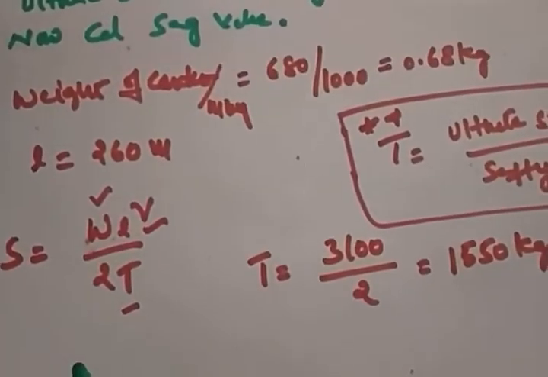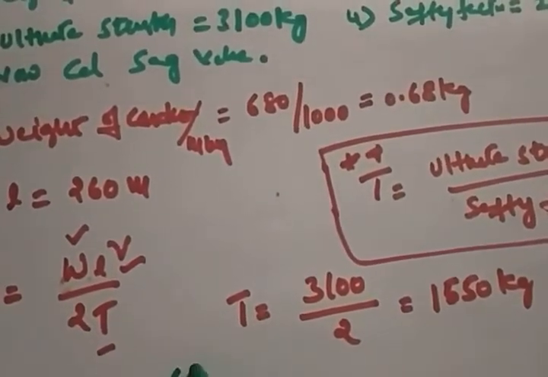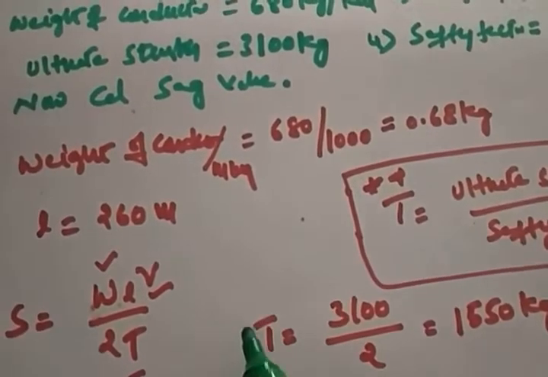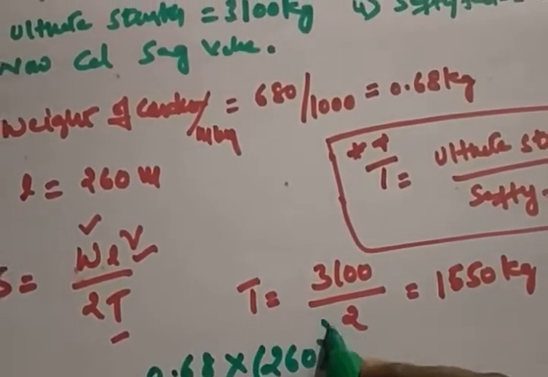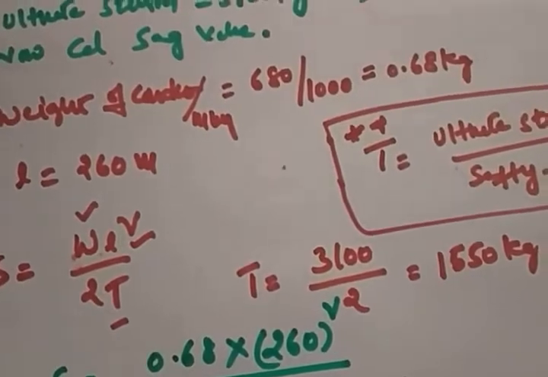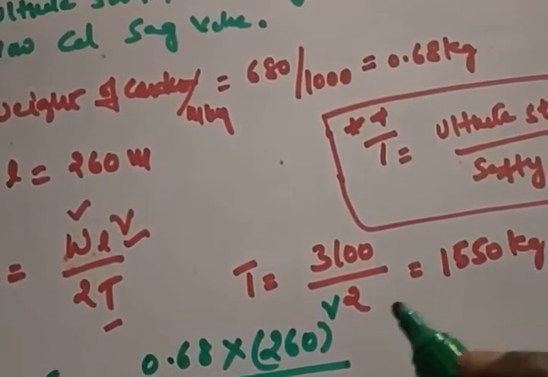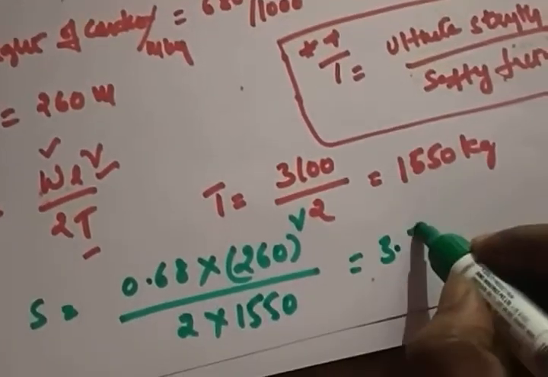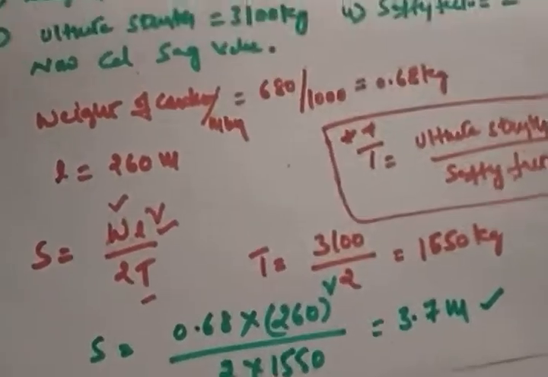So what is the sag value? S is equal to, what is the weight of the conductor per unit length? 6.68 kg into, what is the length? 260 m. That means 260 whole square by 2 into, what is the T? 1550. So if you calculate it, you will get 3.7 meters. So what is the sag value? Sag value is 3.7 meters.